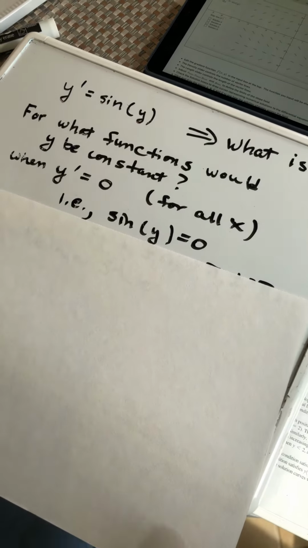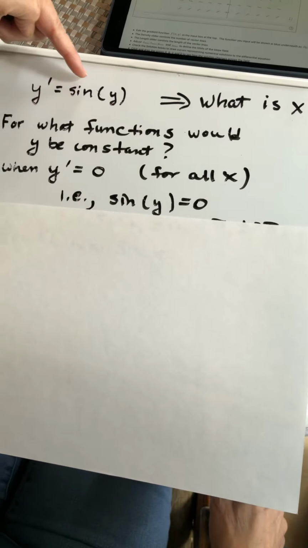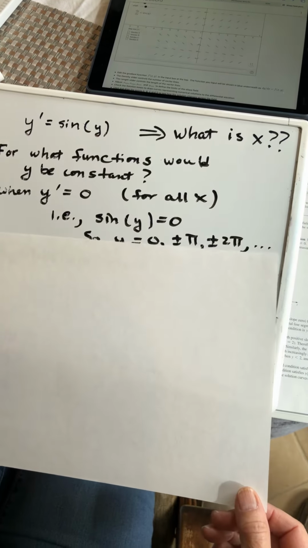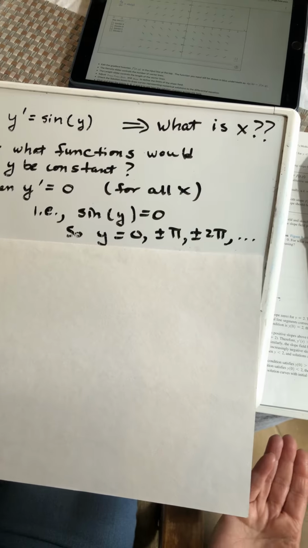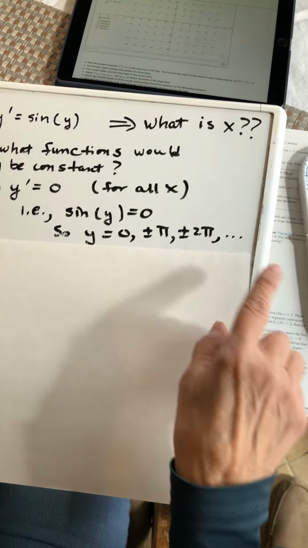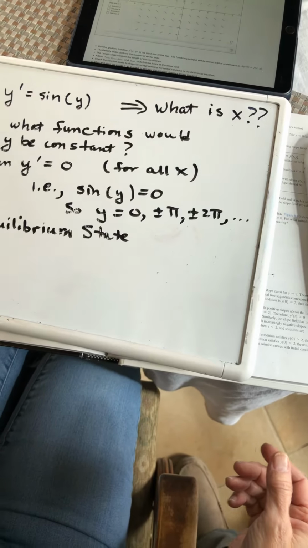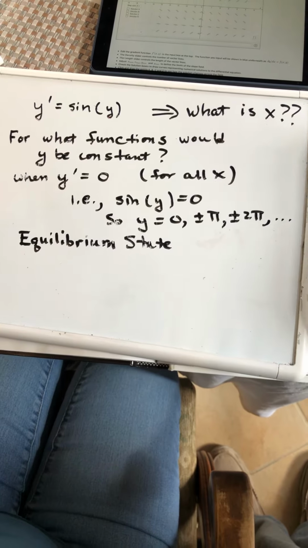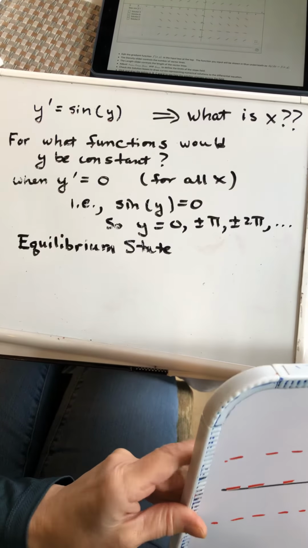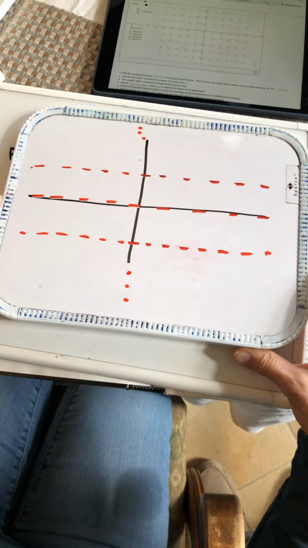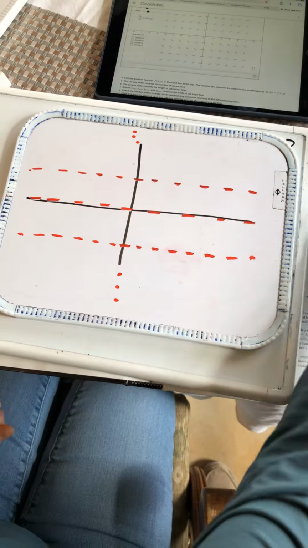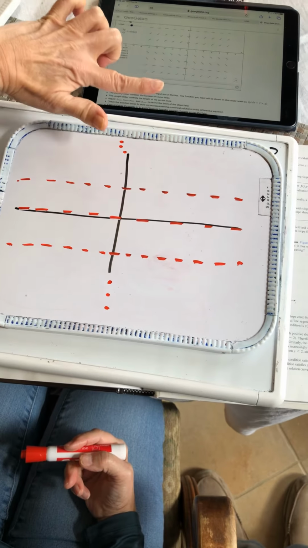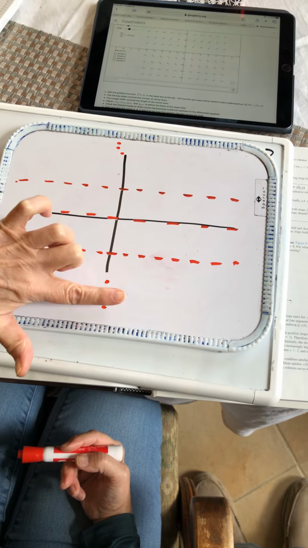In this particular example, we have y prime is the sine of y, so y prime is going to be 0 when the sine of y is 0. And we know that the sine of y is 0 when y is 0, plus or minus pi, plus or minus 2 pi, and so forth. Where functions or solutions are constant functions, that's called being in an equilibrium state. So in looking at our slope fields, let's realize that we're going to have equilibrium states at 0, pi, 2 pi, 3 pi, minus pi, and so forth.